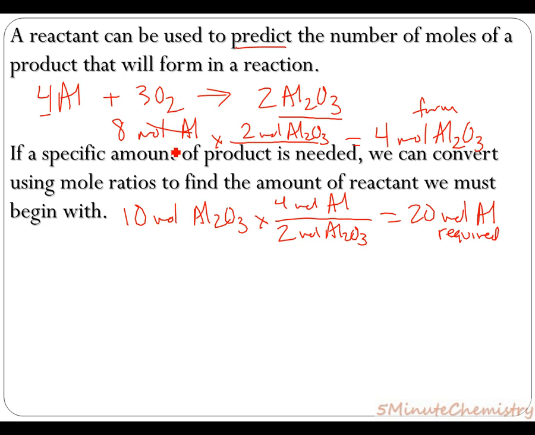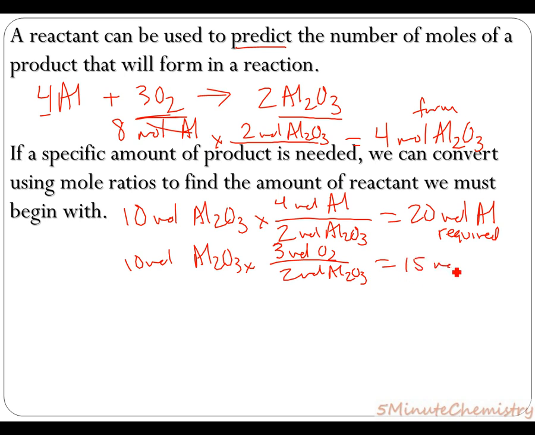Now we'll also look at the other reactant. We begin again with 10 moles of aluminum oxide. Our conversion factor will have our 2 moles of aluminum oxide. But instead of aluminum, we'll look at the other reactant here, our oxygen. And we have, instead of 4 moles of aluminum, we have 3 moles of oxygen. So when we do the math here, we have 10 times 3 is 30, divided by 2 gives you 15 moles of oxygen required.